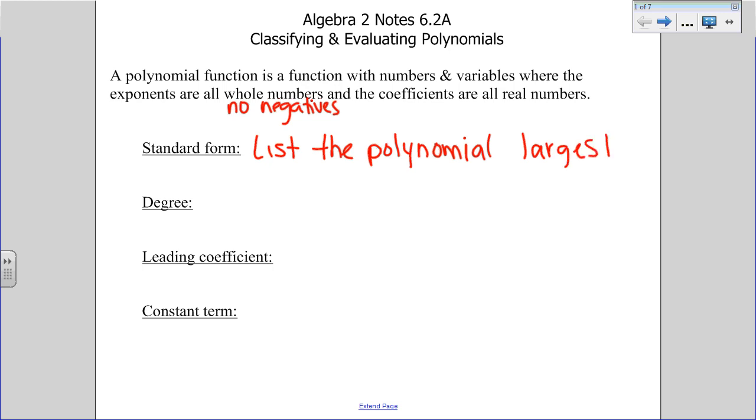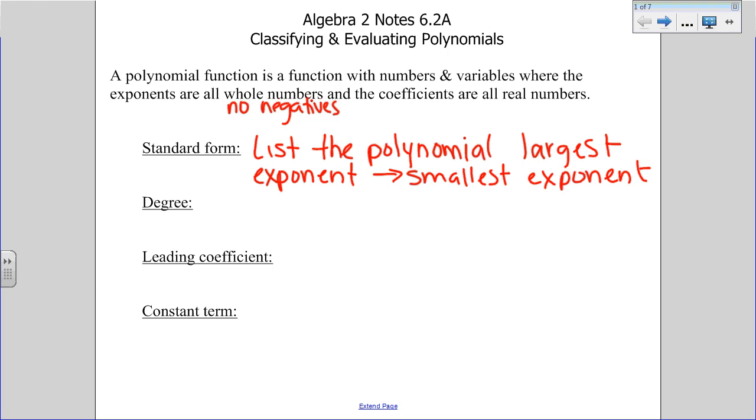Standard form, if we go through that vocab, standard form is we list the polynomial from largest exponent to smallest. And you guys are already familiar with that because we talked about the standard form of quadratics. We started with ax squared plus bx plus c. We had the x squared first, then the x, then the c. So we're doing the same thing.